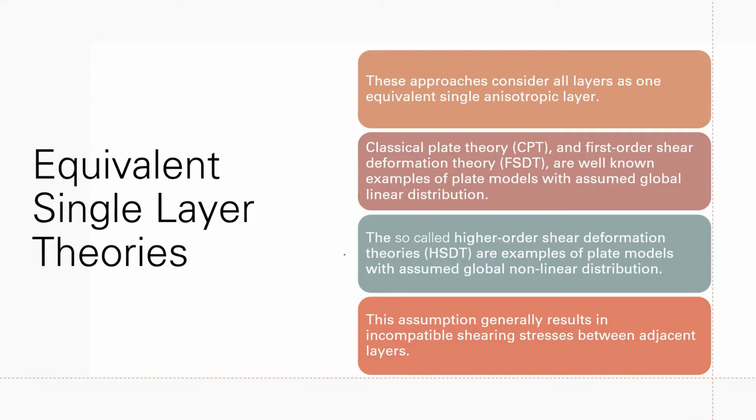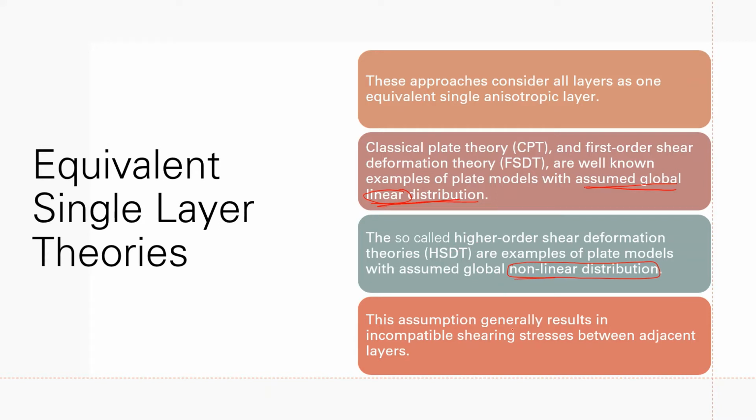In equivalent single layer theories, these approaches consider all layers as one equivalent single anisotropic layer. Classical plate theory and the first order shear deformation theory are well known examples of plate models with assumed global linear distribution, so the distribution of the displacement field will be globally linear. The so-called higher order shear deformation theories are examples of plate models with assumed global non-linear distribution, so displacement fields would be non-linear here.